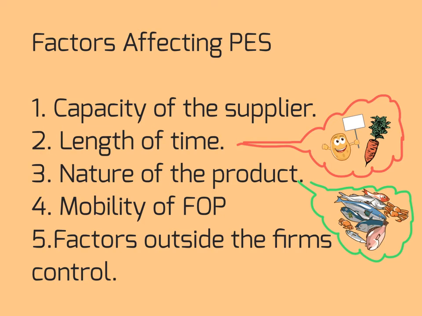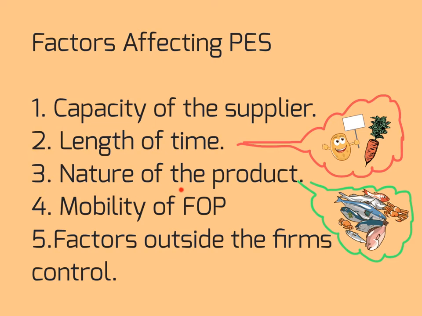Number 2 is the length of time. We'll use the example here of a farmer producing potatoes and carrots. A farmer producing potatoes and carrots could take a full year to respond, as that's how long the goods would take to grow. If the price of carrots rises, it will take the farmer a year to reallocate potato fields to carrots. The longer the length of time to respond, the more elastic the supply.